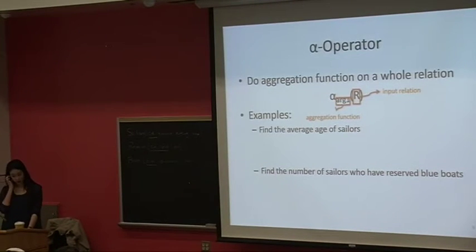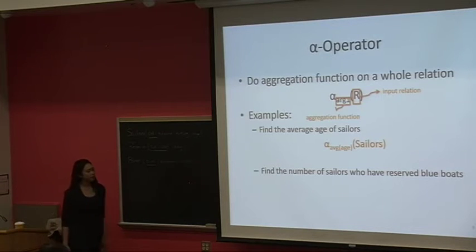If we want to find the average age of sellers, what do you think the input relation will be? Just the seller. And what would the aggregation function be then? Without thinking how you will write it, but what's the concept of that? Average of the age, okay? So this is how we will write it.